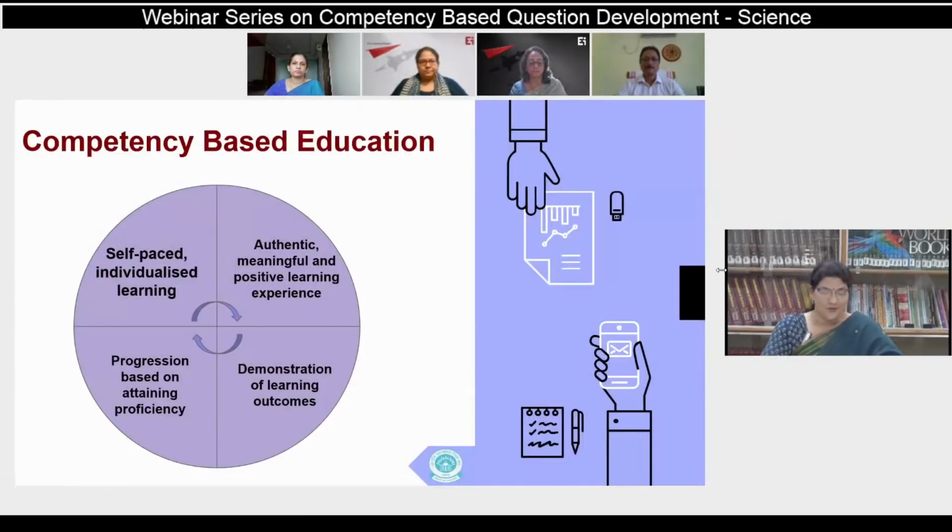Now, what is competency-based education? What are its key principles? What does it mean for a teacher? The key principles, there are 4 main points to it. The first thing is that it involves an authentic, meaningful, and positive learning experience for the child. So as a teacher, it is important for you to build real-world context for the learner, to give the learner opportunities to solve problems from the community and society, and to link whatever is being taught from the curriculum to whatever is there in the surroundings. Besides that, there is a visible demonstration of learning outcomes.